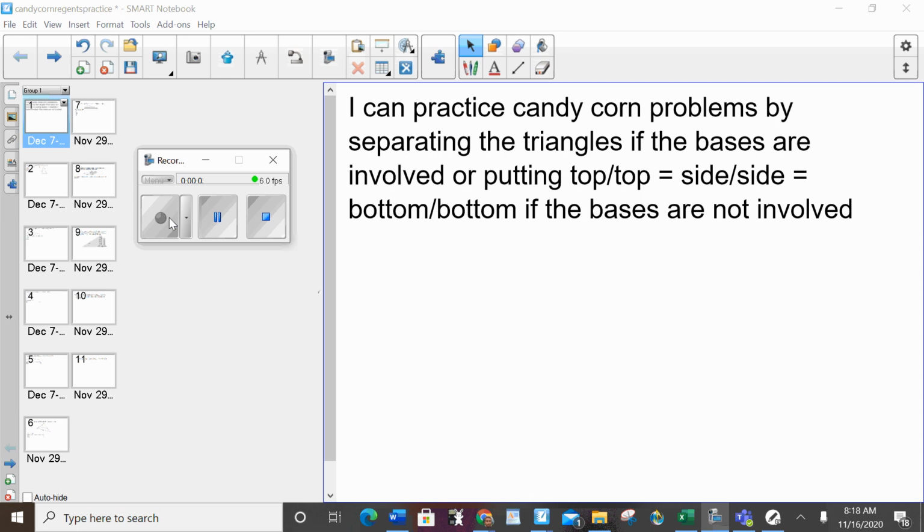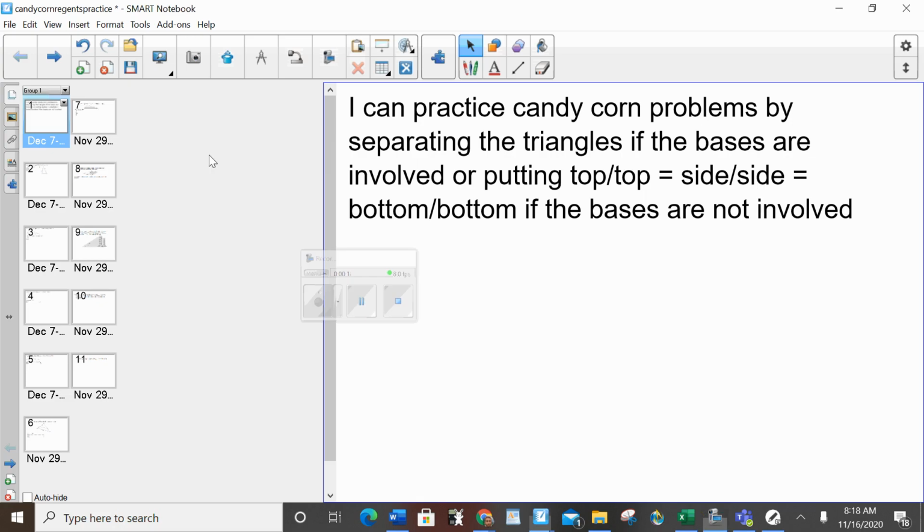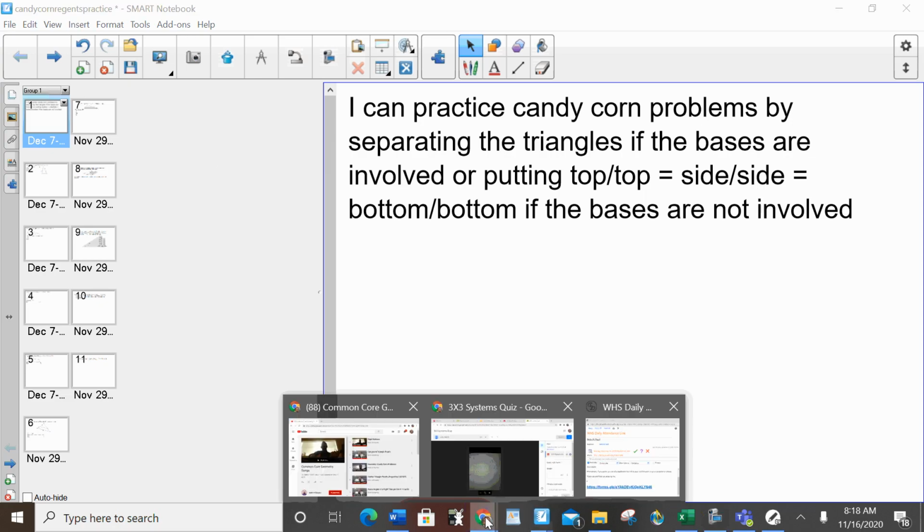Hello everybody. Today I'm going to practice candy corn problems by separating the triangles if the bases are involved, or putting top over top, side over side, and the bottom over bottom if the bases are not involved. So let's start by quickly going through our song again.